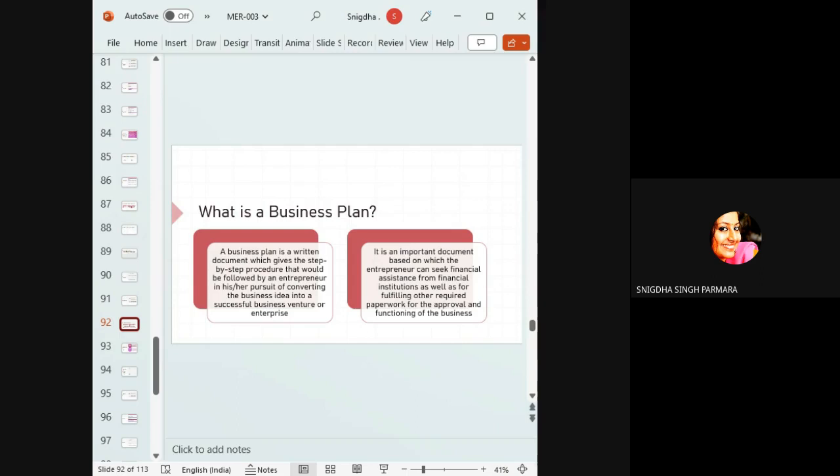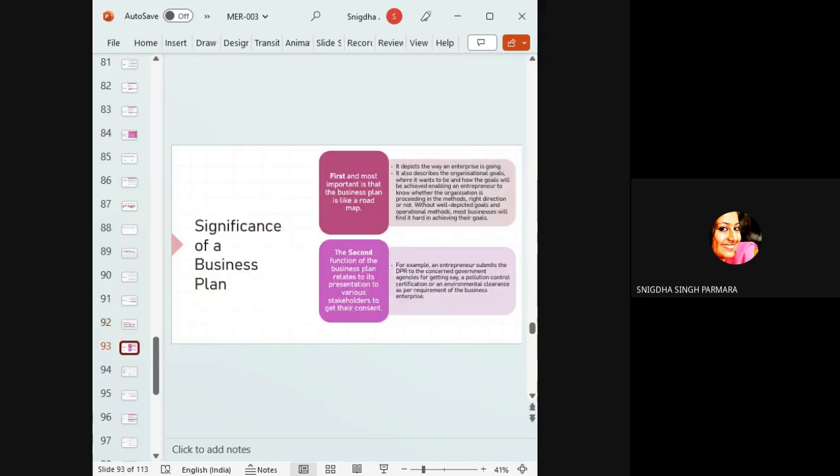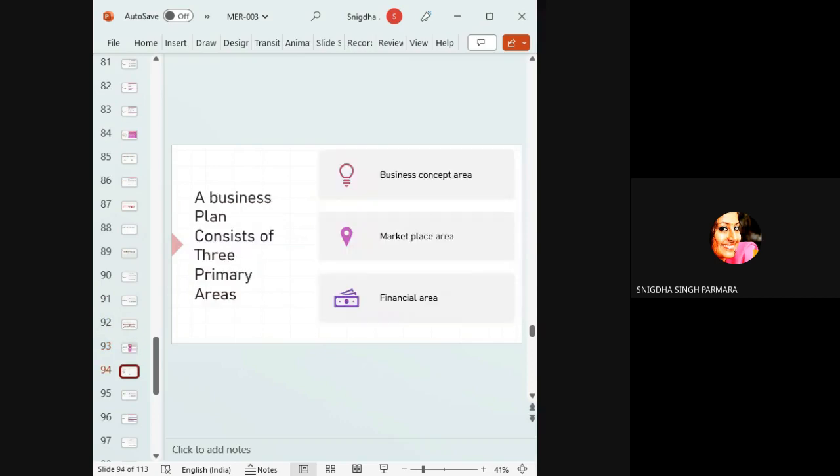So what is a business plan? We've already done this. This is a written document which gives the step by step procedure that will be followed by an entrepreneur for the pursuit of converting the business idea into a successful business venture. What is the significance? We've done this. Firstly, it is like a roadmap, it is going to take you to success. Secondly, this is used for presenting your business idea to various stakeholders.